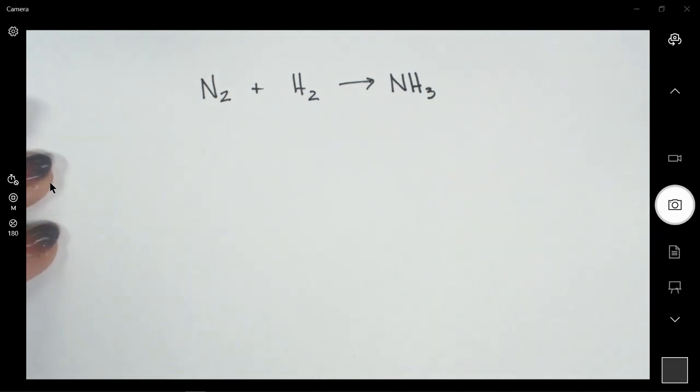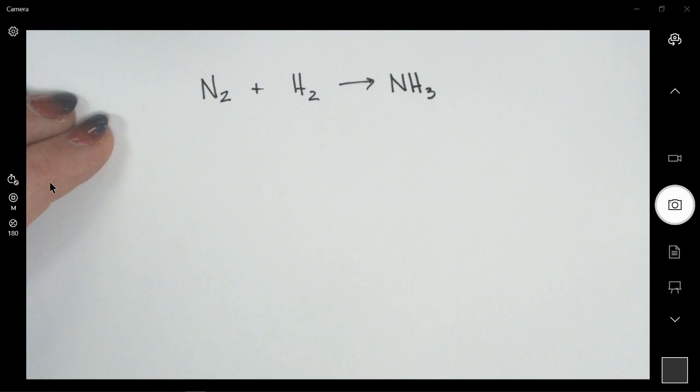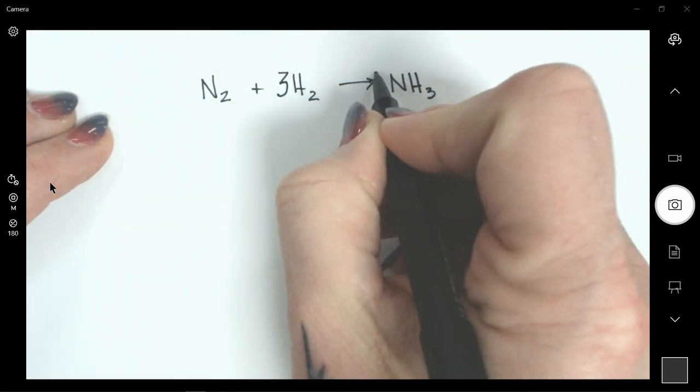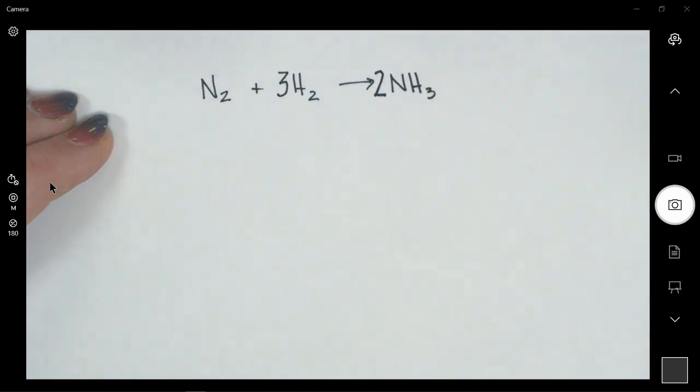1 N2, 3 H2, 2 NH3. So 1, 3, 2. Can everyone do that? Good. That's important for the test that you can balance.